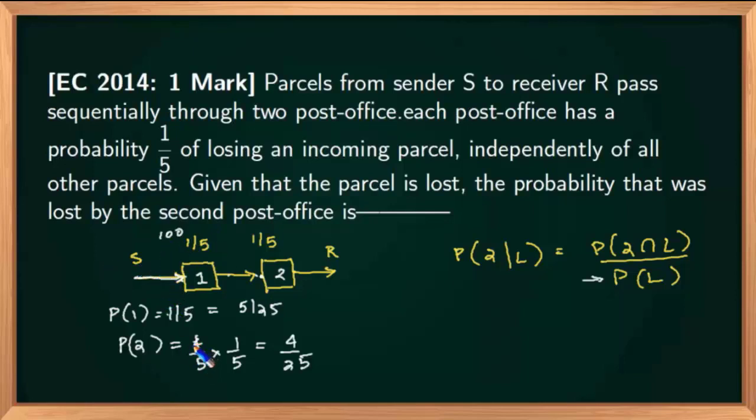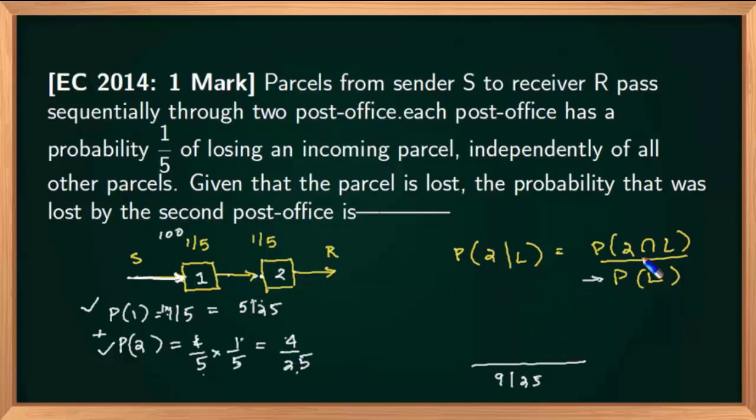That's why I have taken 4/5 into 1/5, whereas here the sender sends it to post office 1, and it is sure that he will not lose it, so it is actually 1 into 1/5, whereas here it is 4/5 into 1/5. If this were 100%, the probability of losing a parcel at post office 2 is 0, regardless of this value. So this is 5/25 and this is 4/25. Now I can lose a parcel from either post office 1 or post office 2, which means I have to take the sum. So P of L is 5/25 plus 4/25, which is 9/25.